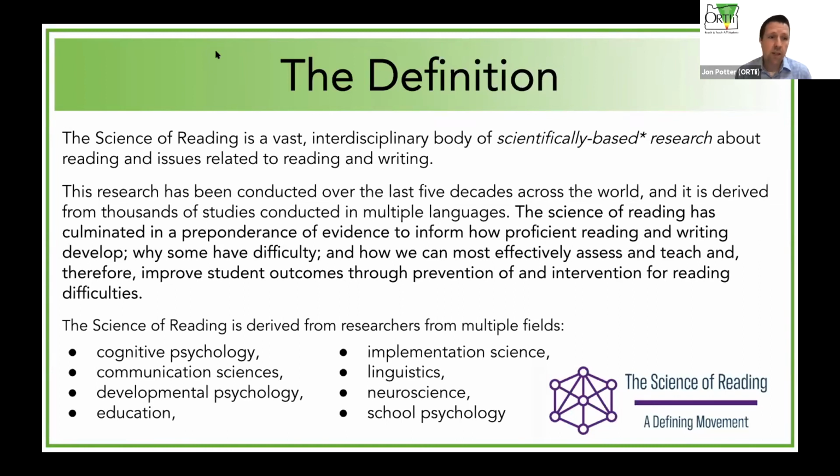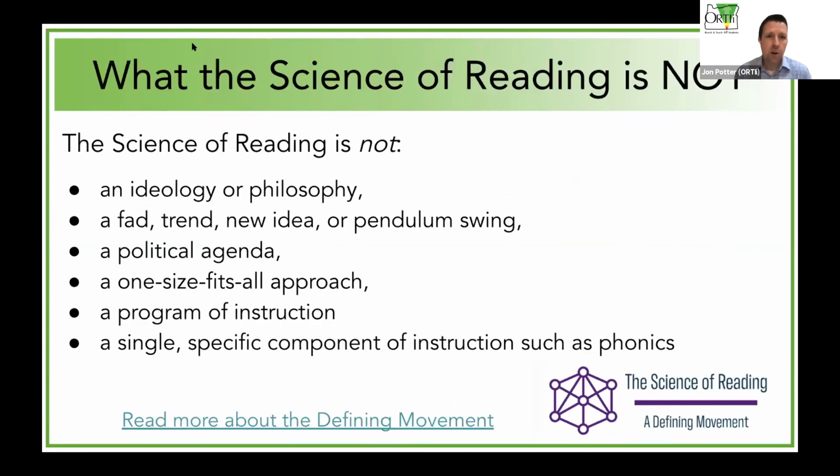But I think it's also important in defining the science of reading that we also look at what it is not, because I think this term has been co-opted and has been used for a lot of things that aren't necessarily true to what we intended it to be. And so these are things you may have heard. The science of reading is a philosophy. It's a way of approaching reading instruction. It's really not. It's not a new trend, a new idea or pendulum swing. This isn't about the reading wars. This isn't just swinging back and forth here. This is a body of research that has existed for quite a while. It's not a one size fits all approach. It's not a program of instruction.